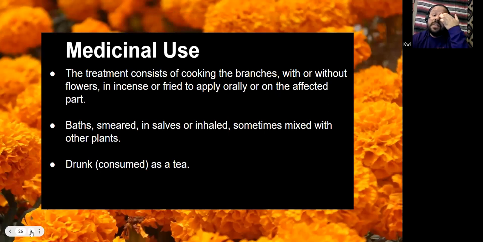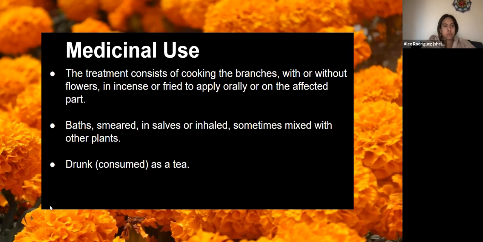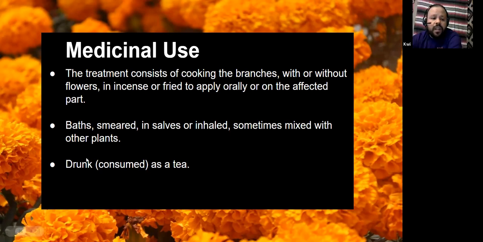How is it used medicinally? So the treatment consists of cooking the branches with or without flowers in incense or fried, to apply orally or on the affected part, in baths, smeared in salves or inhaled, sometimes mixed with other plants. It's also drunk or consumed as a tea.